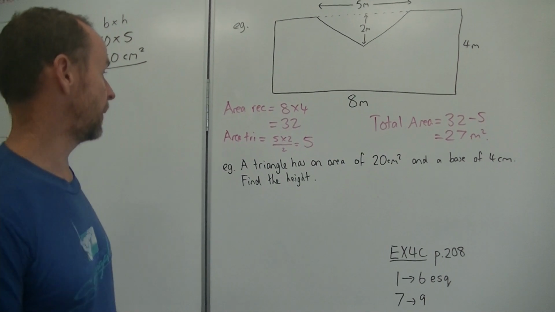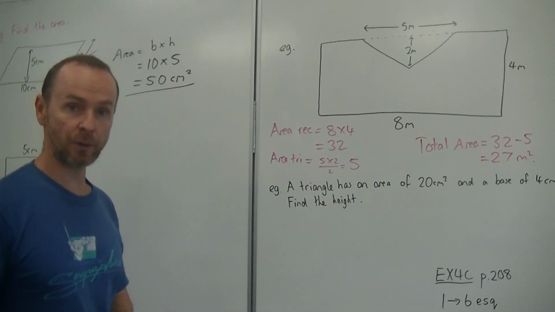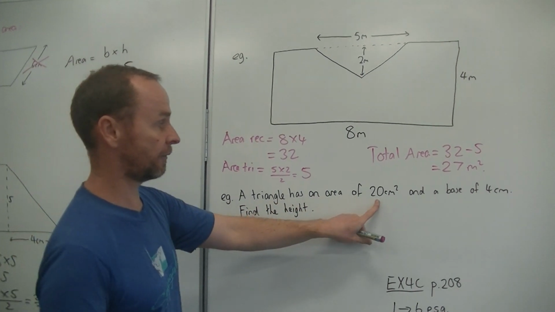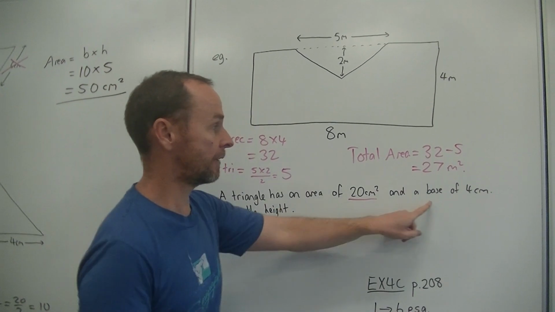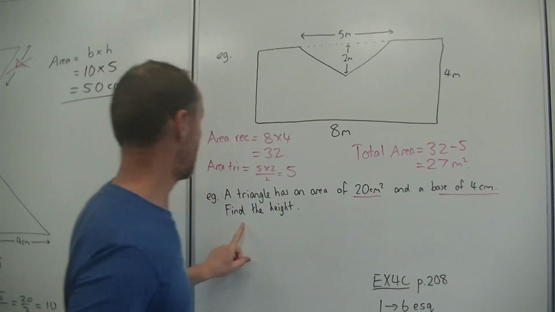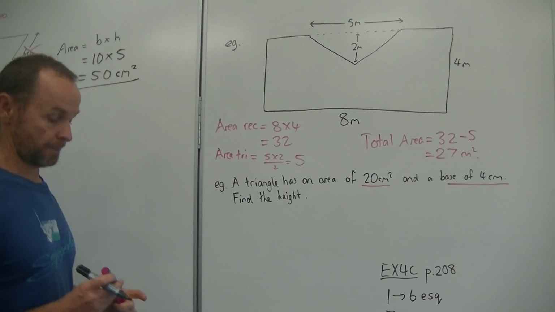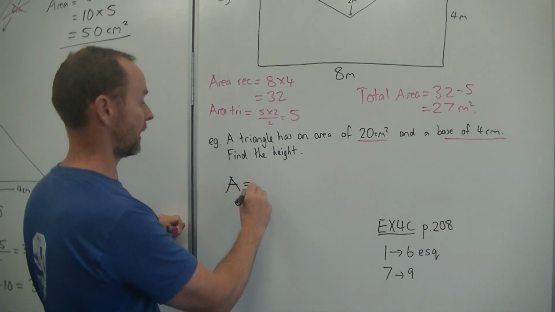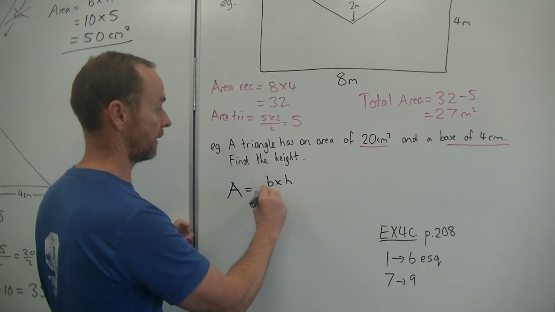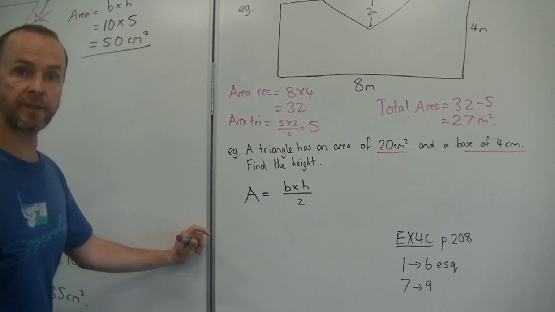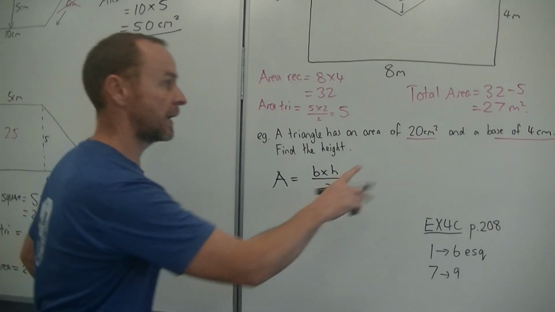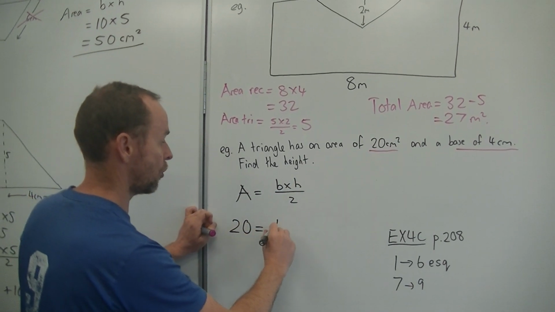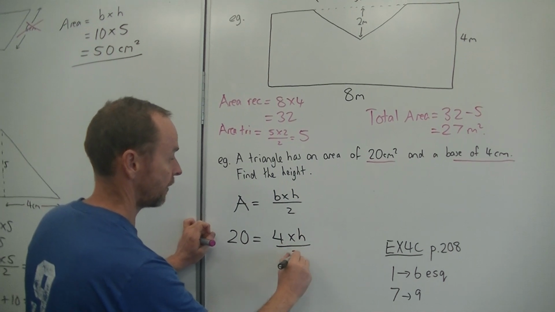Let's do a really tricky one this time. This one's working backwards, so this is like an extension level question. A triangle has an area of 20 centimetres squared and it's got a base of 4 centimetres. Find the height. So we're going to use the formula first. So area of a triangle, area is base times height divided by 2. Always start with the formula. Fill in the information that you've got. The area is 20, the base is 4, 4 times height divided by 2.